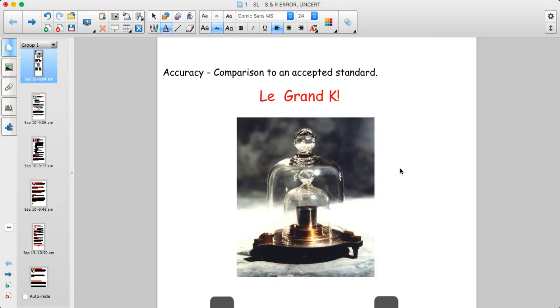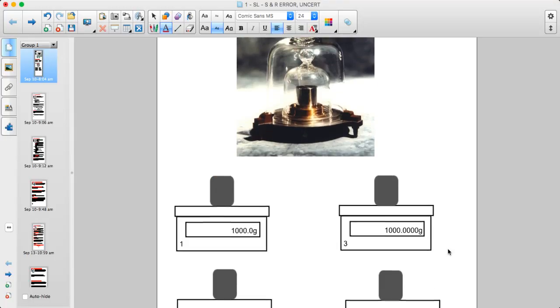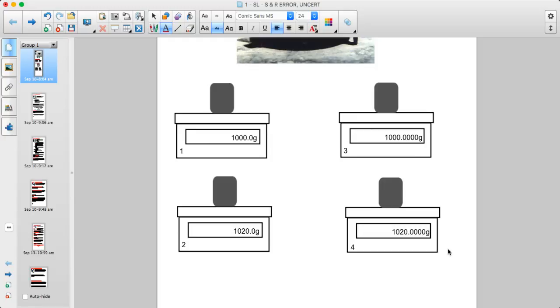Okay. Accuracy, the only way to really know if you're accurate is, again, like I said before, comparison to a standard. Hopefully by now you've listened to the Radiolab podcast about Le Grand K, which is the kilogram. It is the standard for the kilogram. So the only way you really know if you're accurate is by comparing back to that.